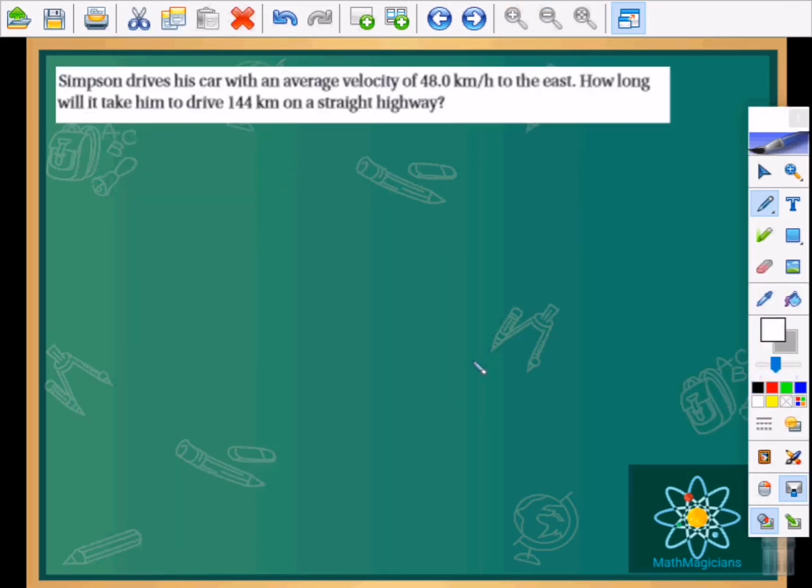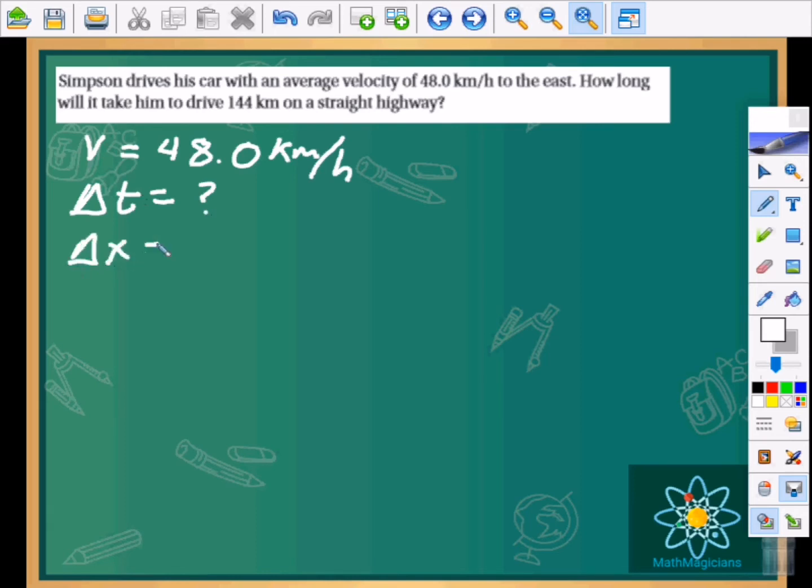Okay, continuing with our video, it says, Simpson drives his car with an average velocity of 48.0 kilometers per hour to the east. Again, our velocity is positive. How long will it take him to drive 144 kilometers on a straight highway? How long? That would be your time. That's what you're looking for. And the displacement is 144 kilometers.